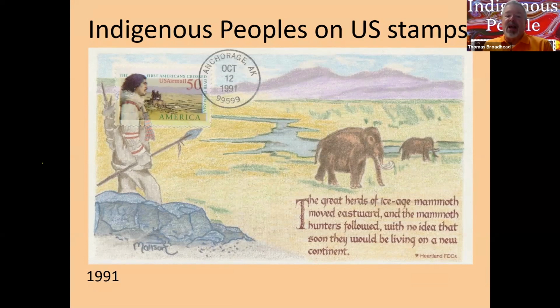And I love this cachet just because they have incorporated the design of the person on the stamp into the design of the cachet. And as it says, the great herds of Ice Age mammoth moved eastward and the mammoth hunters followed with no idea that soon they would be living on a new continent. And I just love that statement.